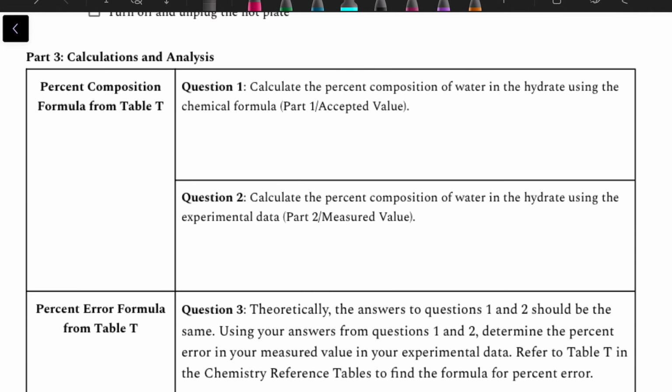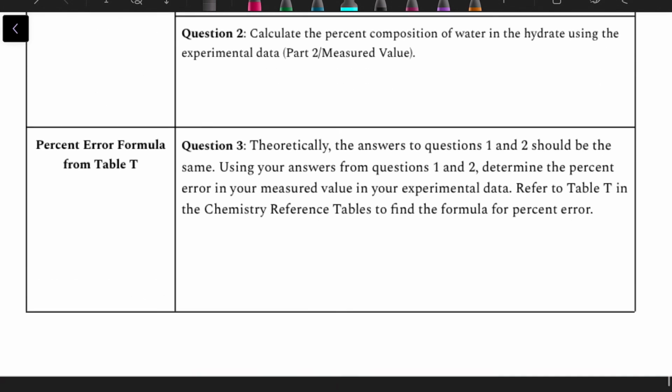Now, these two formulas come from Table T, which is the last page in your reference table. And that is this week's lab. Have fun.